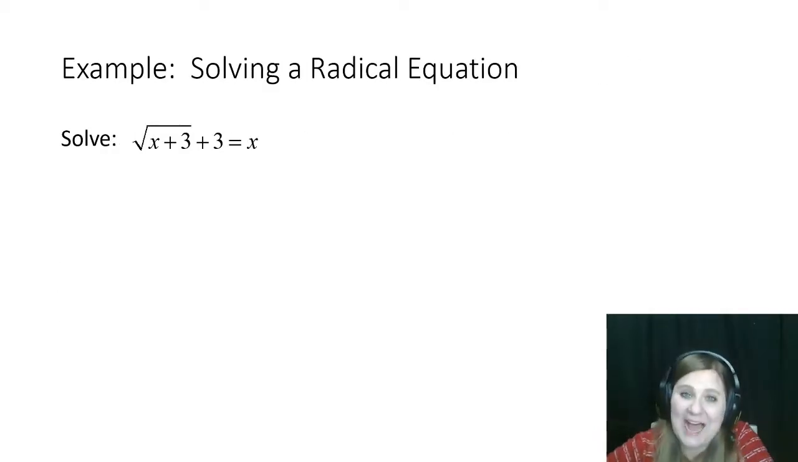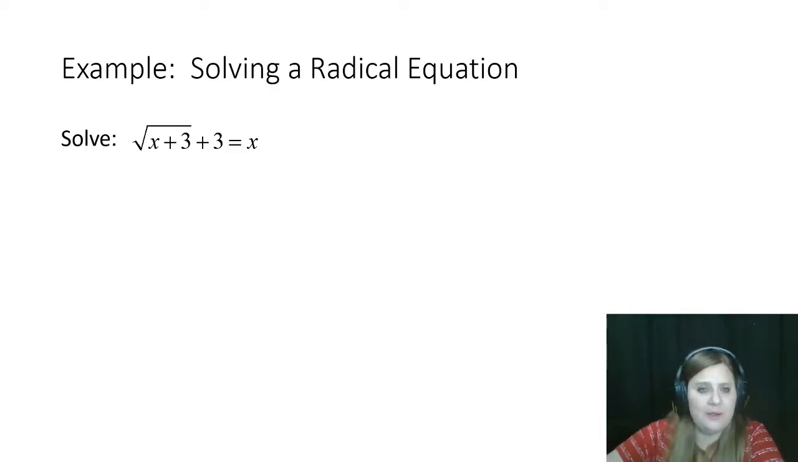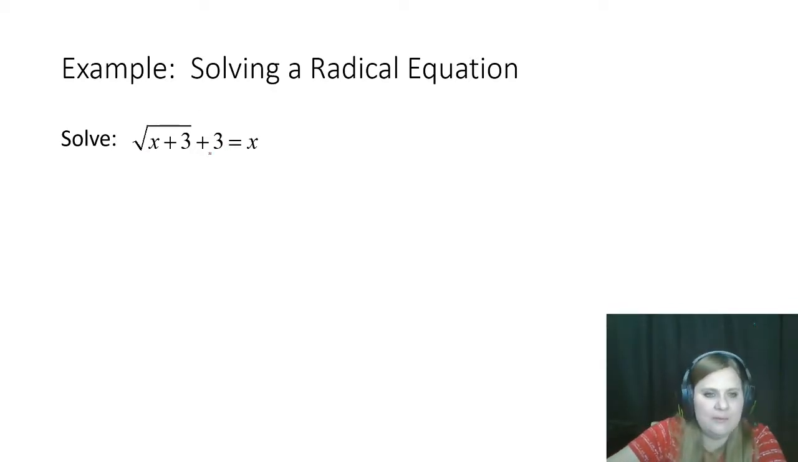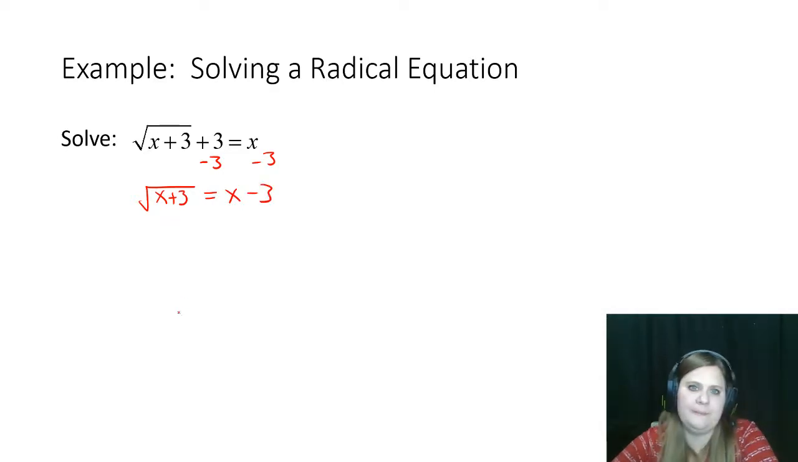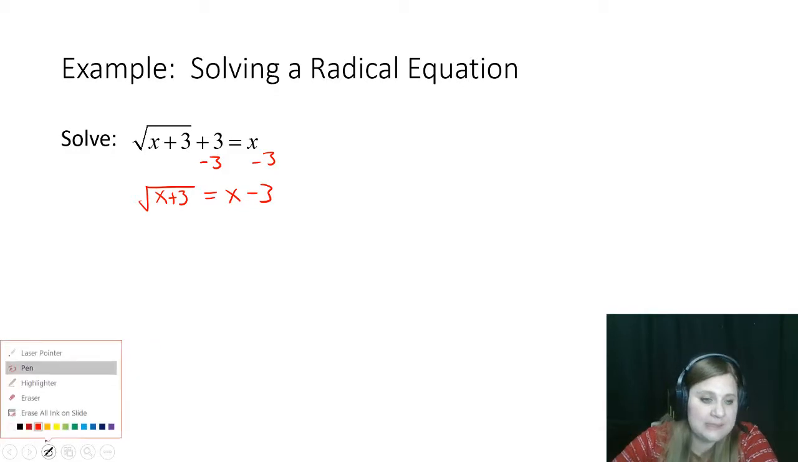So first of all, we need to isolate the radical. Notice that this is the root of x plus 3 plus 3. So since that plus 3 is outside of the root, I can move it, and so I will. So now I have the square root of x plus 3 equals x minus 3. Now, to get rid of the square root, I need to square both sides.